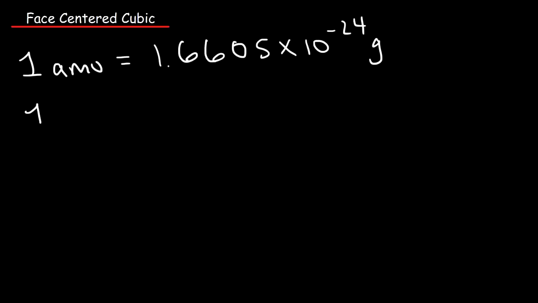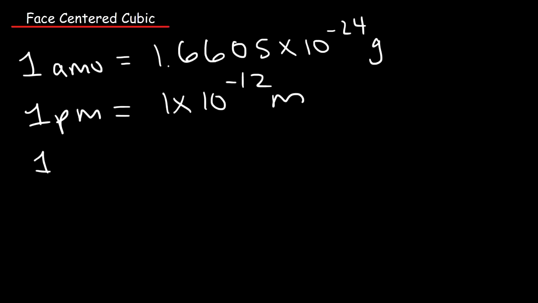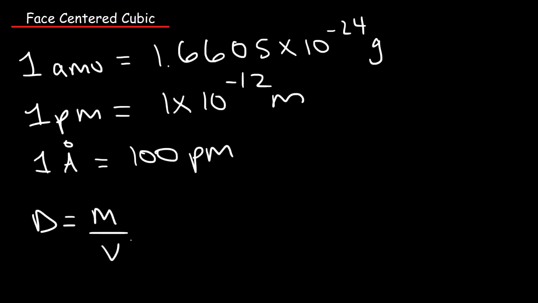Another thing you want to be familiar with is a picometer. Typically, the atomic radius is given to you in picometers, sometimes in angstroms. 1 picometer is 1 times 10 to the minus 12 meters. And 1 angstrom, that's 100 picometers. So that's another conversion factor that you want to commit to memory. And recall that density is mass divided by volume. And the volume of a cube, as we said before, is x cubed.